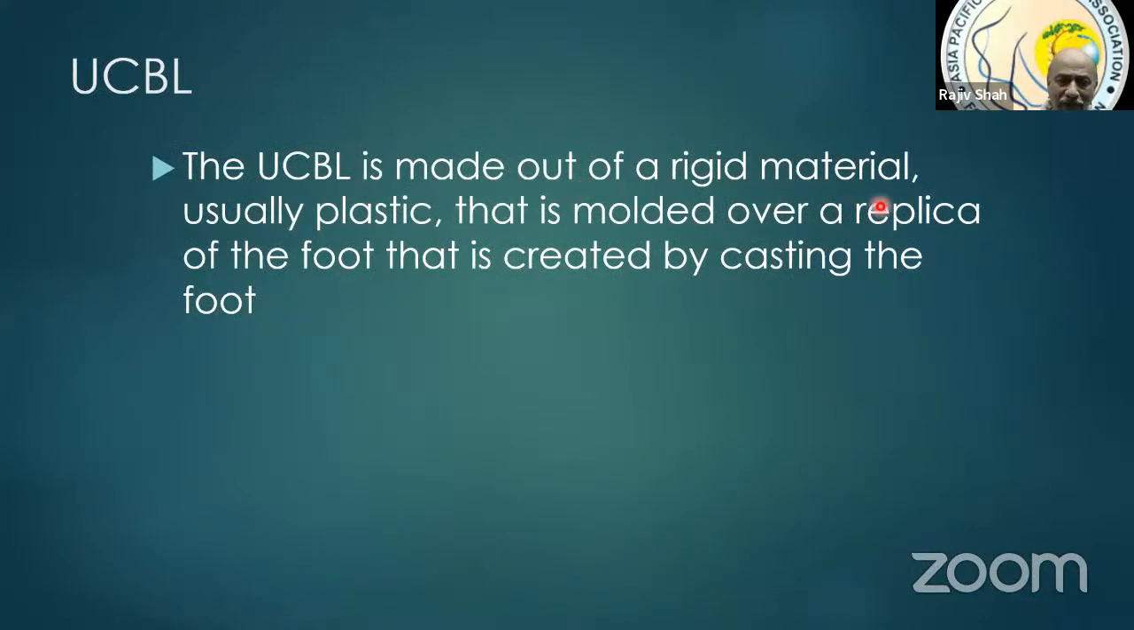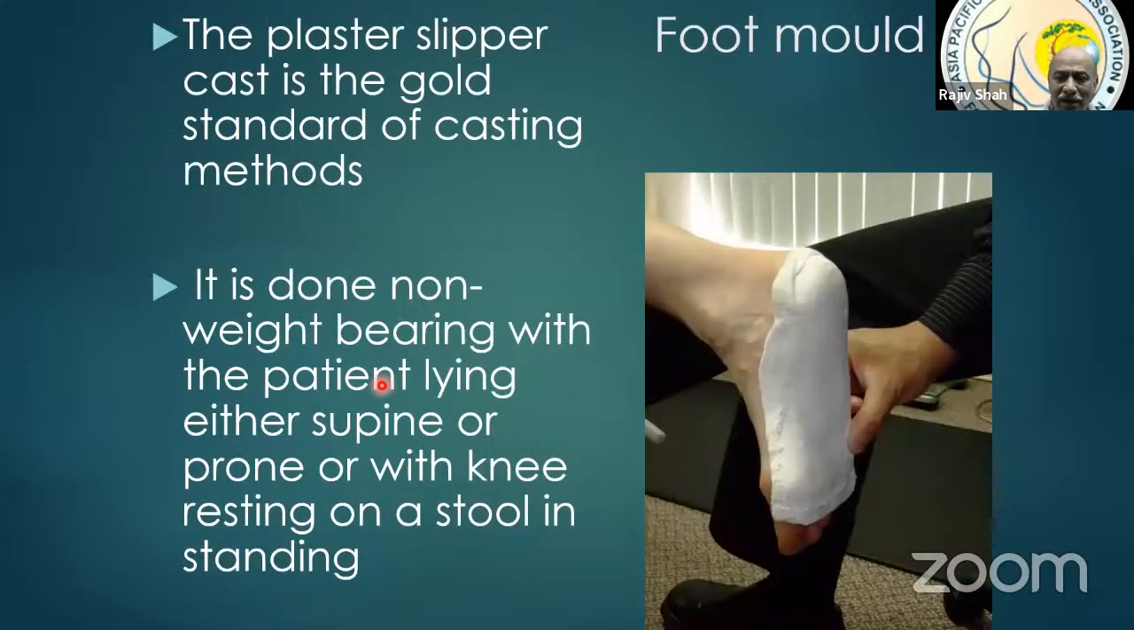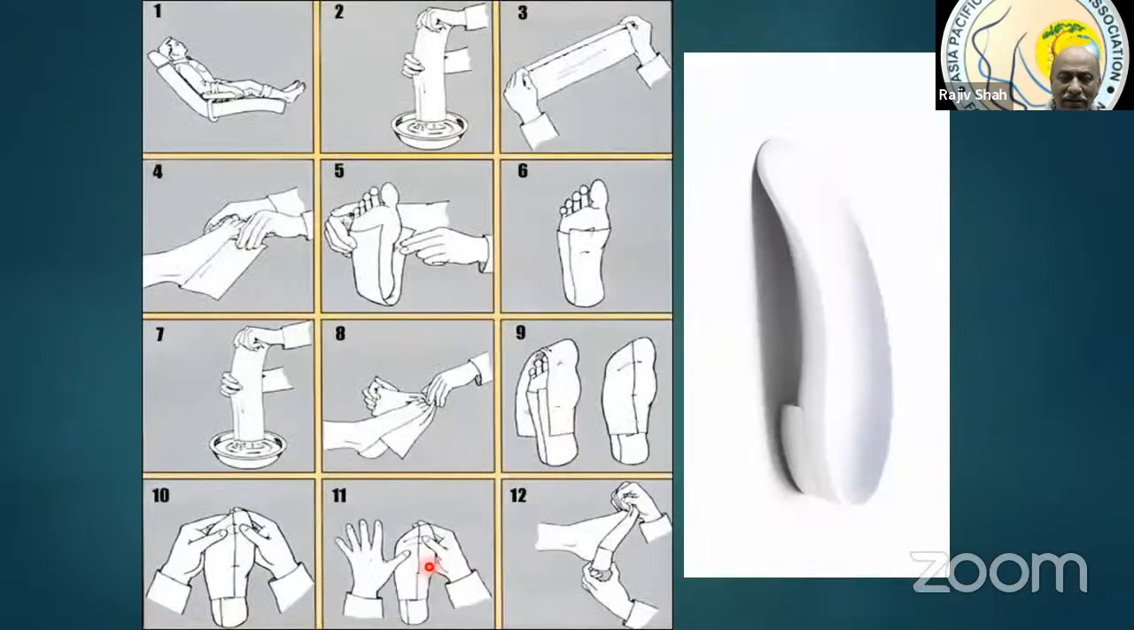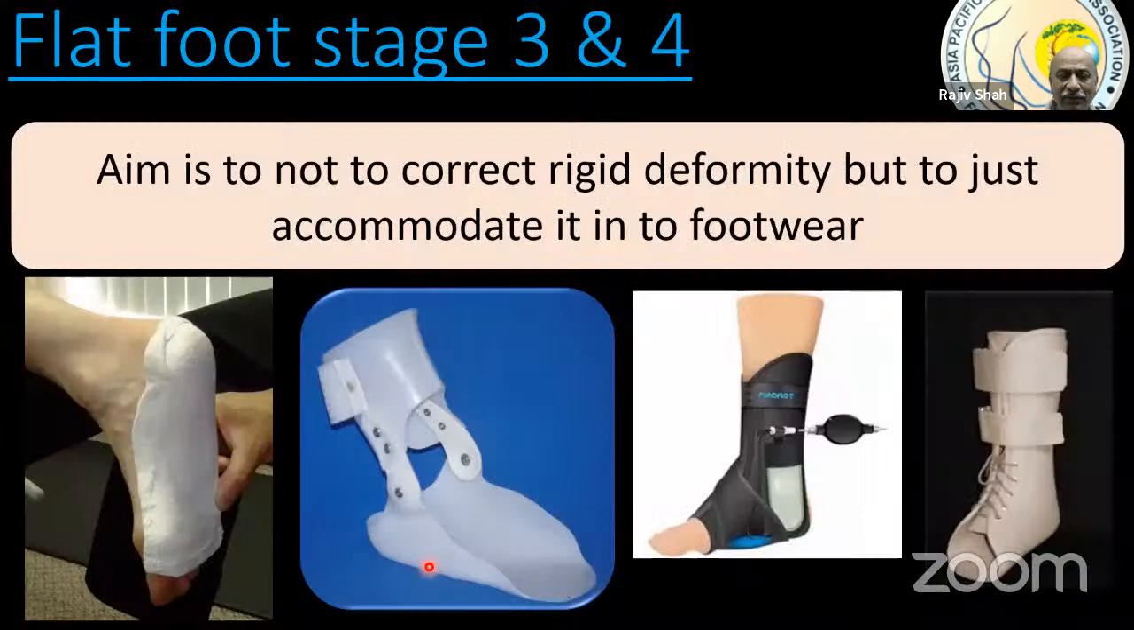UCBL is made out of a rigid material, usually plastic, that is molded over a replica of the foot, which is created by casting the foot. It does not work well with chappals or sandals. You have to ask the patient to use a shoe which is of a larger size. And this is how the corrective cast in a non-weight bearing position is taken, and then you create a UCBL. This is obviously not the UCBL, some other picture.